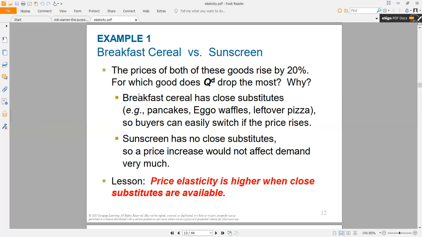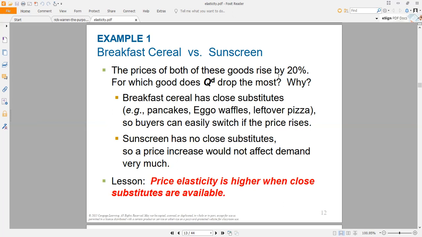Okay, it has a lot of substitutes. If you don't take the cereal, you can take pancakes, you can take leftover pizza. There are quite a number of other foods that you can take as breakfast, apart from cereal. So whenever there's an increase in price, now there's an increase in price of 20%, because it has substitutes, a lot of buyers will stop buying breakfast cereal and then they go and buy the other substitutes. Okay, so what is happening here?